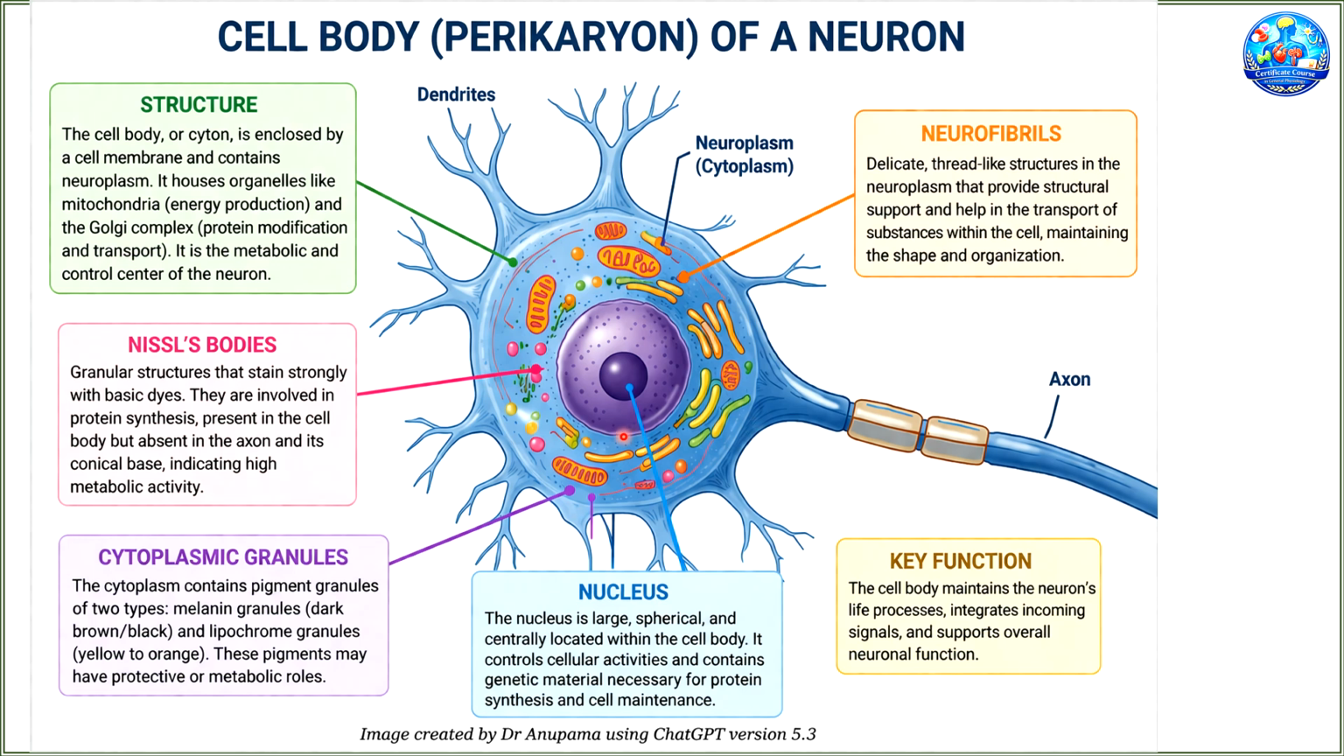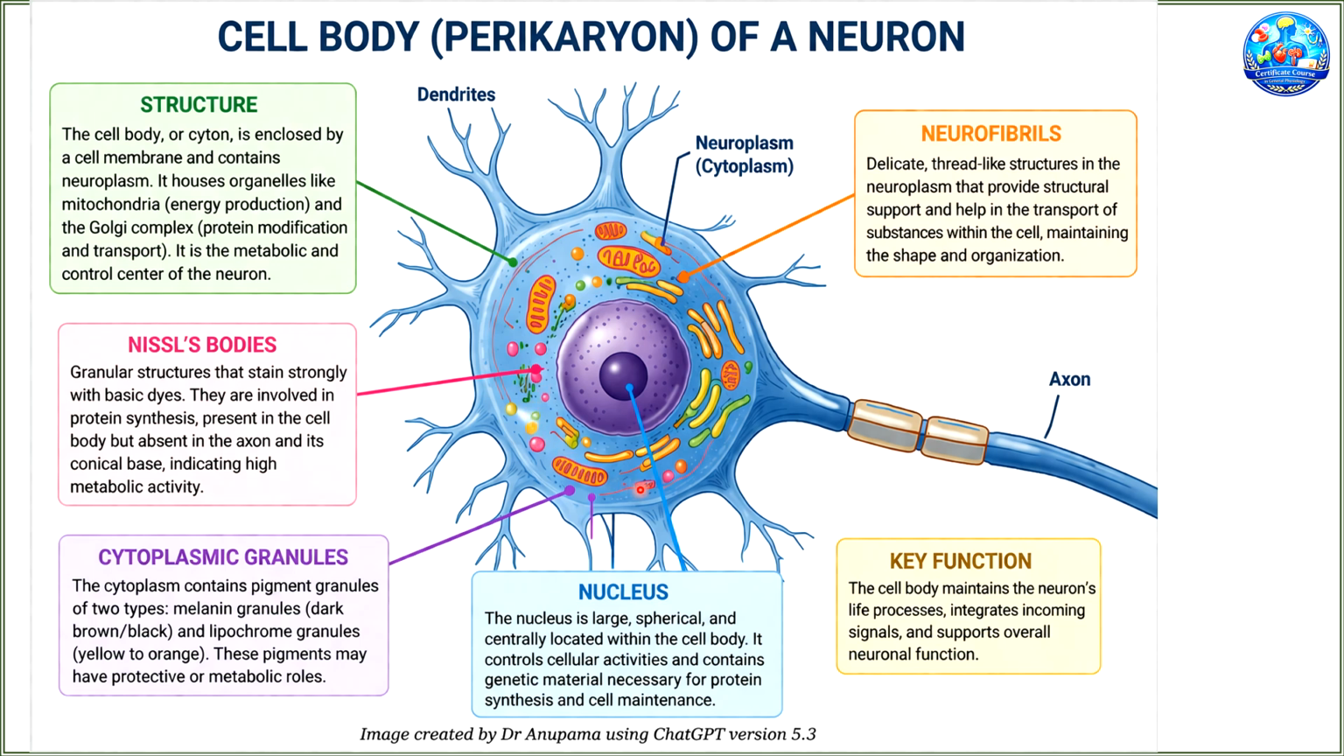The cyton of the neuron consists of Nissl's bodies. These Nissl's bodies are granular in structure and stain strongly with basic dyes. They are involved in protein synthesis and are present in the cell body, but you don't find these Nissl's bodies in the axon. They have a conical base, indicating that they are metabolically very active.